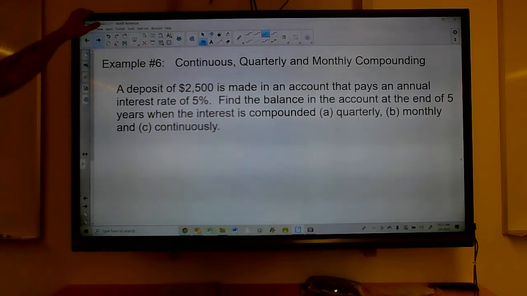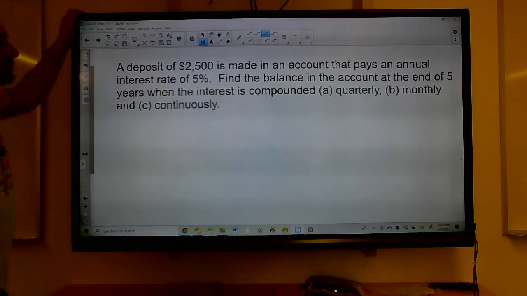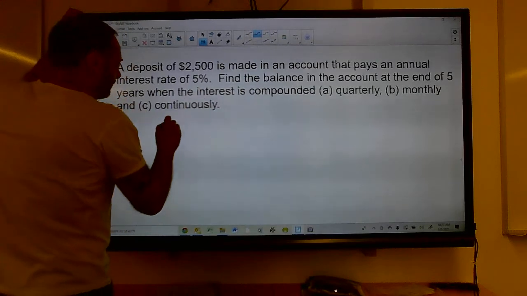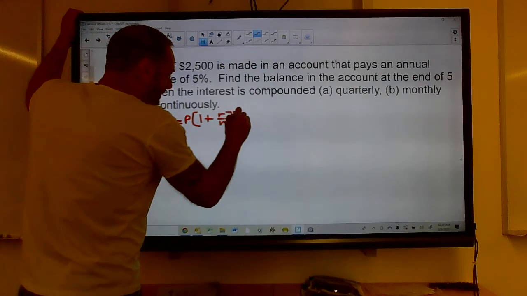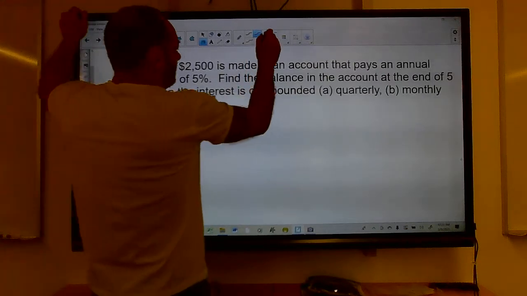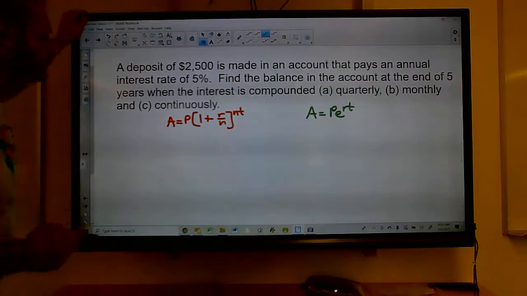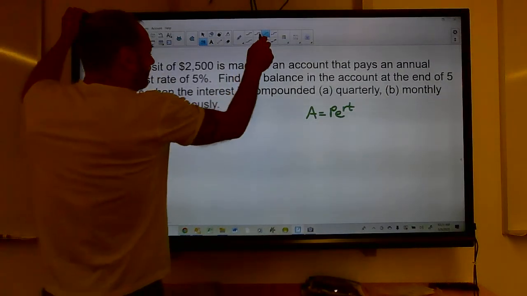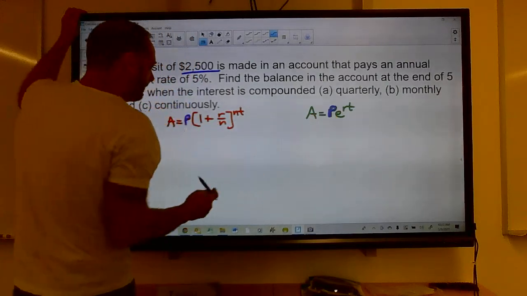So a deposit of $2,500 is made in an account that pays an annual interest rate of 5%. Find the balance of the account at the end of 5 years when the interest is compounded quarterly, monthly, and continuously. Okay, so for the first two, quarterly and monthly, we're going to use this formula: A equals P times 1 plus R over N to the NT power. For the compounded continuously, we're going to use A equals P e to the RT power. So for both of these, the principal is going to be $2,500.